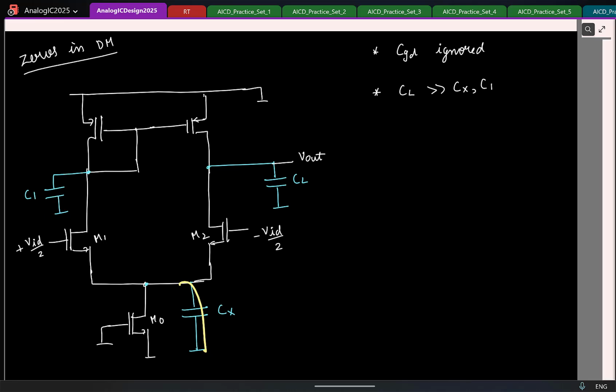Let me erase this. So I'll write it here. This is not an assumption, so I will mark it here. 2 zeros, because I can short C1 and Cx.